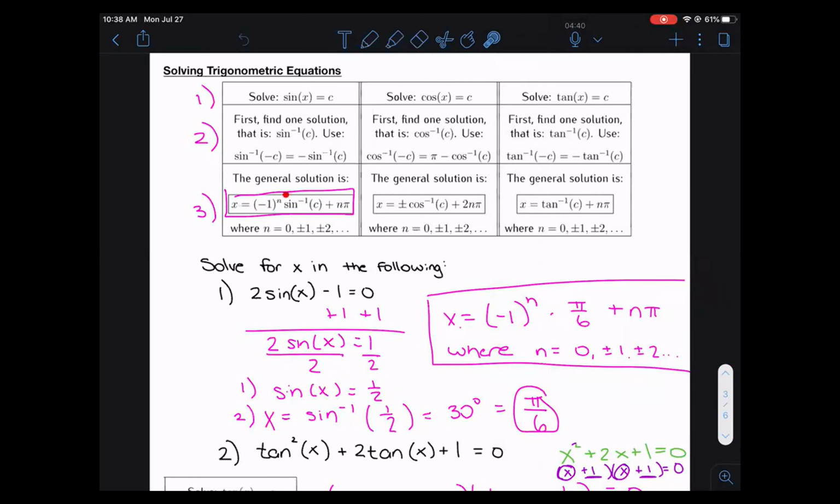Remember that this little inside part, all this represents is our angle. So instead of writing this sine inverse, we're going to write pi over 6, and keep absolutely everything else the same. So we have negative 1 to the n power times pi over 6 plus n pi, where n can be equal to 0, negative 1 or positive 1, positive 2 or negative 2, 3, 4, 5, 6, and so on and so forth. So this is the general solution for our function, and that's it. That's all we have to do.